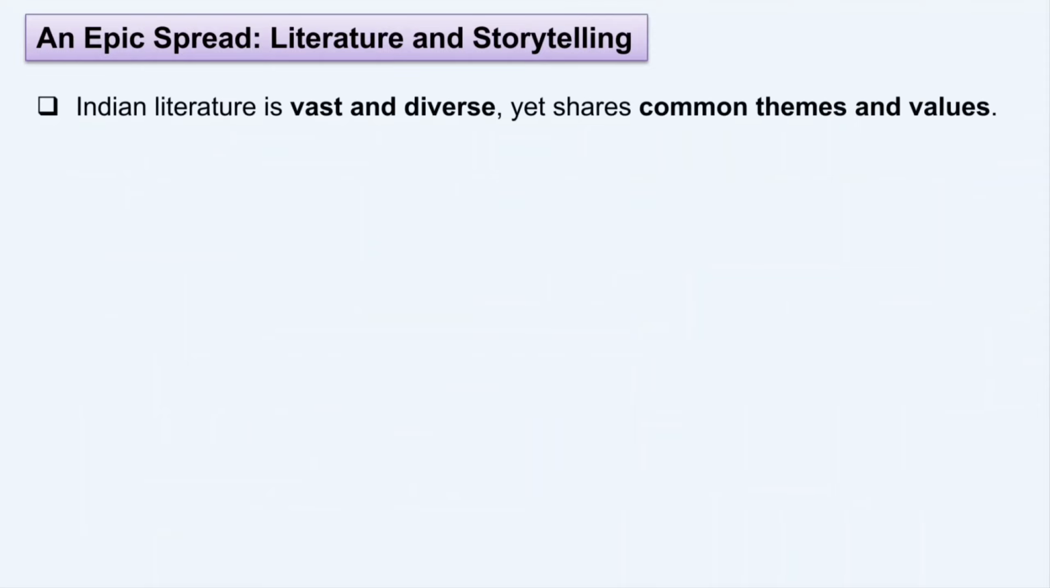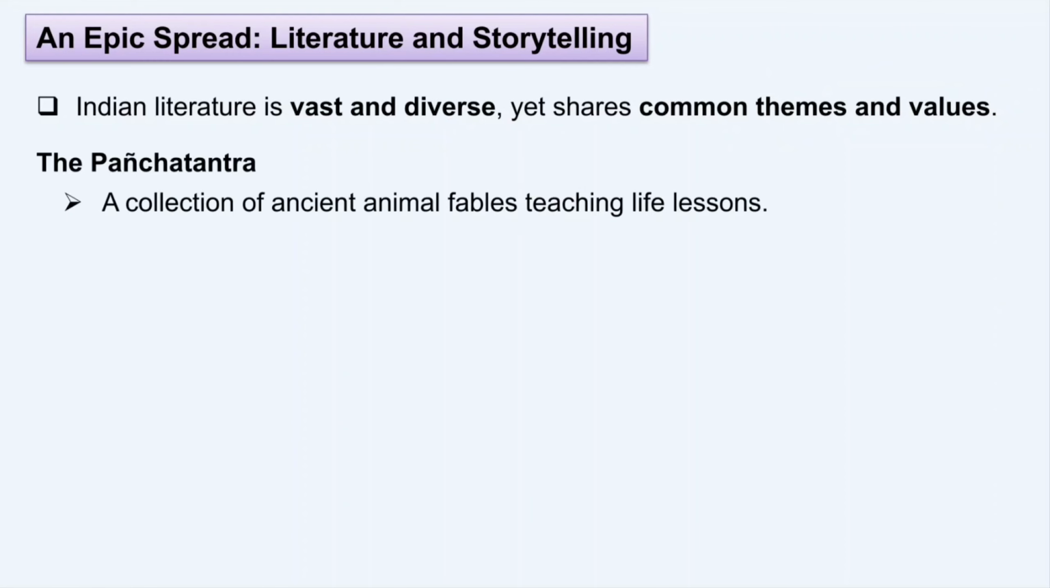Next we have epics, spread of literature and storytelling. Again, another example of unity in diversity. We have this literature of storytelling, especially the Panchatantra, which is very famous, short stories especially. Indian literature is vast and diverse, yet shares common themes and values. Here the themes and values are common, where you will be learning life lessons, especially morals: what is good, what is bad, what you should do, how you should act, what is right, what is wrong. These stories are about all those, with animals as the main characters. The Panchatantra is very famous, a collection of ancient animal fables teaching life lessons, where you will see animal characters like lion, tiger, fox and monkey as the main characters, teaching you life lessons.